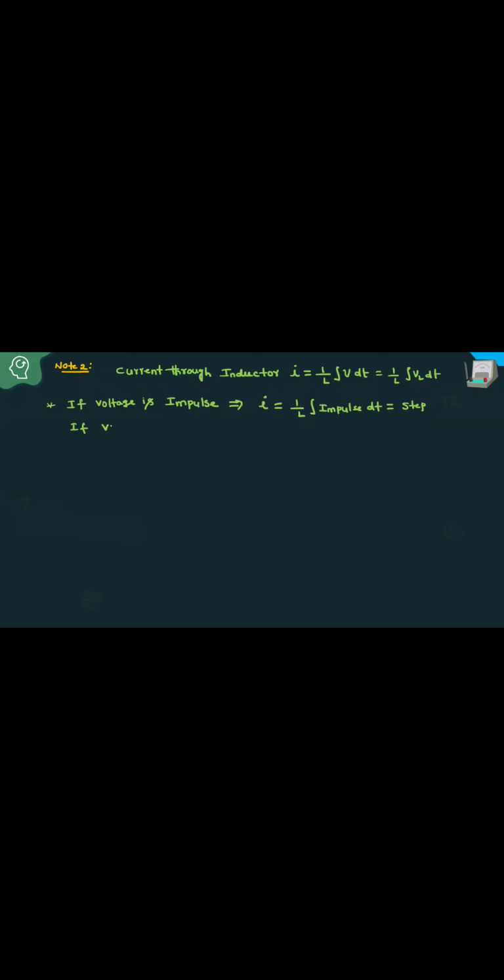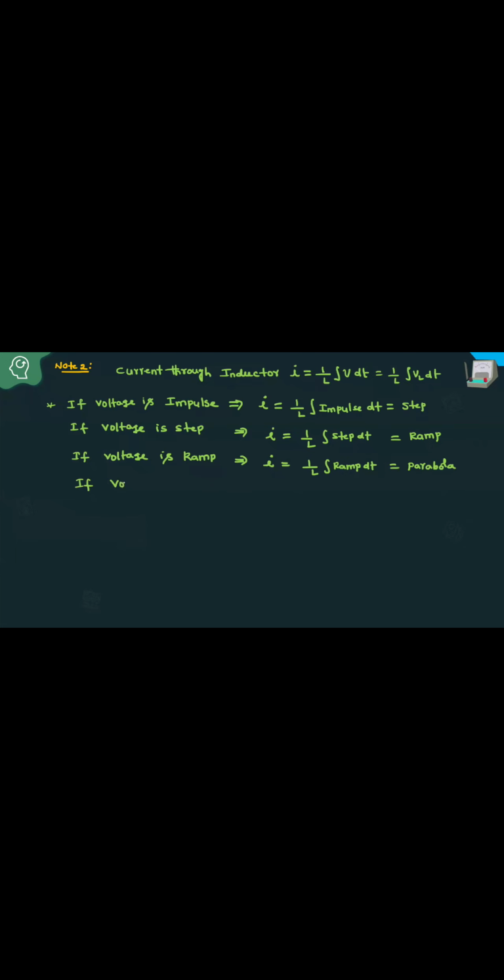If voltage is a step, then what is the current? 1 by L integration of a step. What does integration of a step give? A ramp. Differentiation of a ramp is a step, so integration of a step is a ramp. If voltage is a ramp, then what is the current? I equal to 1 by L integral of the ramp. Integrating, we get a parabola.